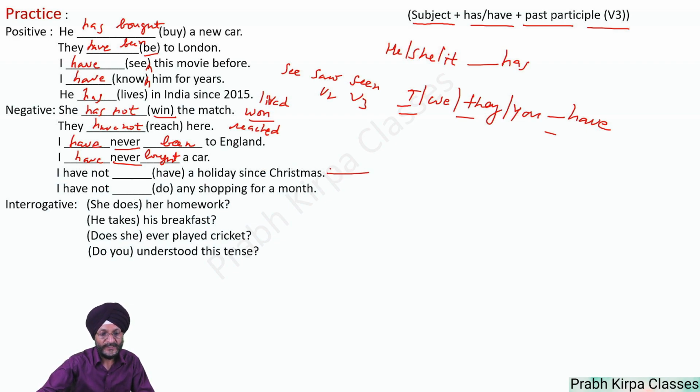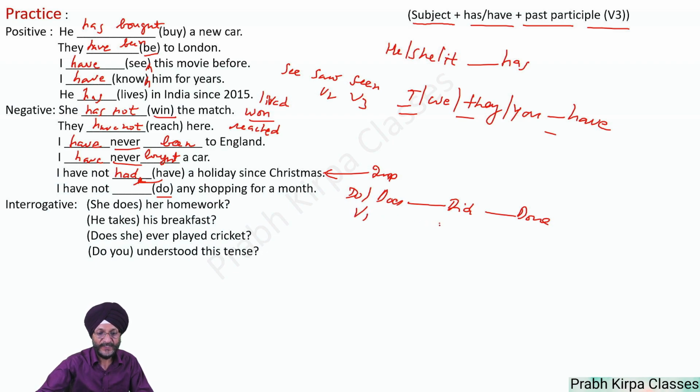This is an important sentence. Please remember it. I have not. Have becomes had. This is the third form of the verb have. I have not. Do becomes, as you know, do, did, done. This is the first form. This is the second form. This is the third form. I have not done any shopping for a month.